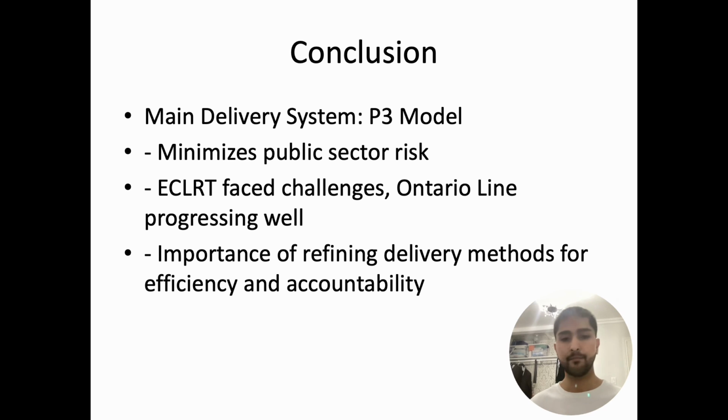Concluding this topic, the main delivery system is the P3 model. The P3 model effectively reduces public sector risk by transferring it to the private sector. The ECLRT faced some major difficulties, but lessons learned are being applied to the Ontario Line. Efficiency and accountability emphasize the importance of refining delivery methods to enhance efficiency and accountability in large-scale infrastructure projects. So this was regarding our project.